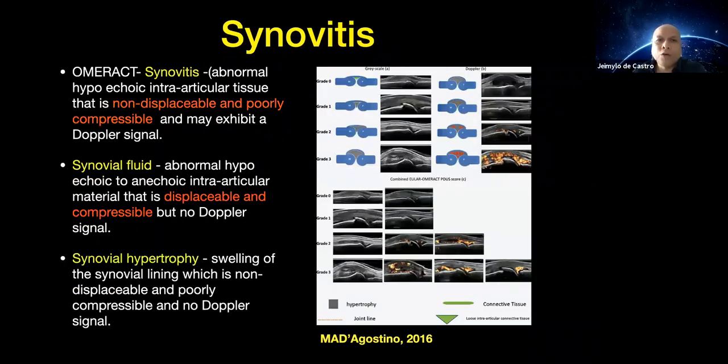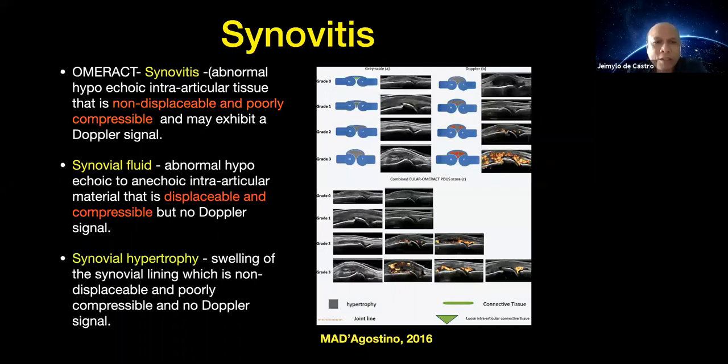The other thing, of course, is synovitis. Synovitis is one area in pediatrics which is very important because this can make or break any findings that we see, especially if we are dealing with juvenile rheumatoid arthritis. So there are three things here that we need to differentiate. We have the synovitis, synovial fluid, and synovial hypertrophy.